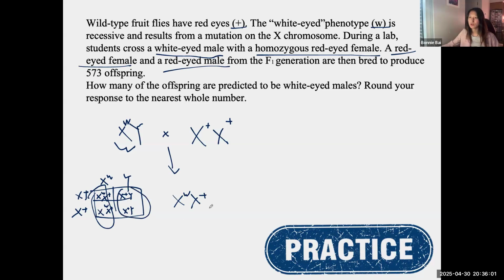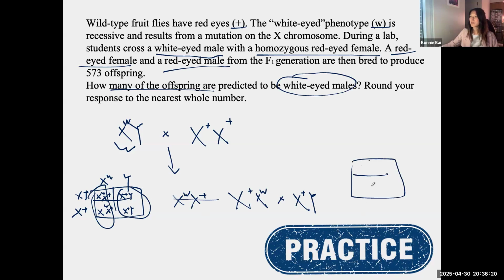Oh, I wrote this backward. It should be X plus XW because that's the dominant one. So you're crossing this with this. And then it's asking you how many of the offspring are predicted. So you just draw yourself a Punnett square. You find yourself the white-eyed male. Once again, we have the plus, the W, and the plus, and then the Y. So we get X plus, X plus, X plus, X W, X plus Y, XW, and then Y. We're looking for white-eye male, so we're looking for the W one as a male, so we're looking for that one.